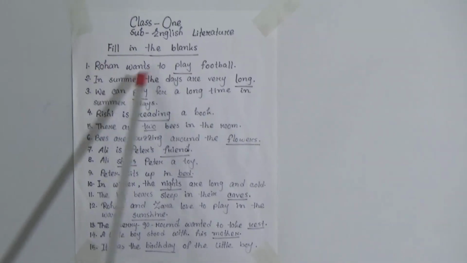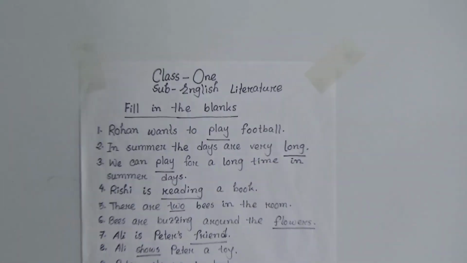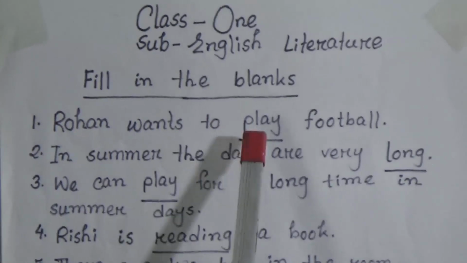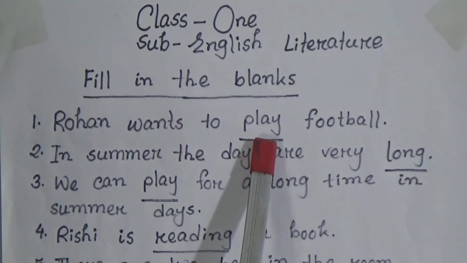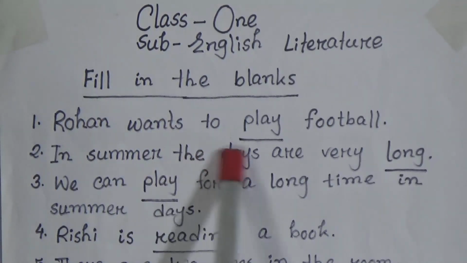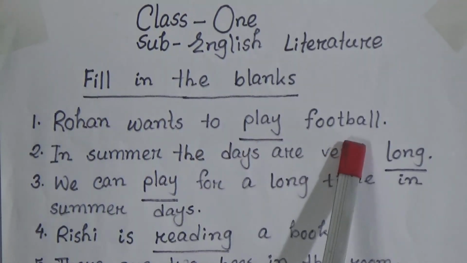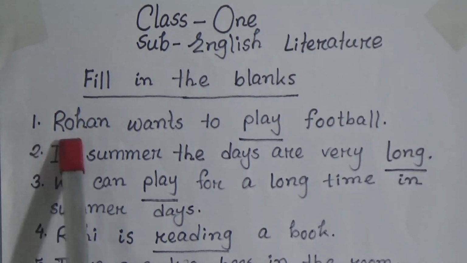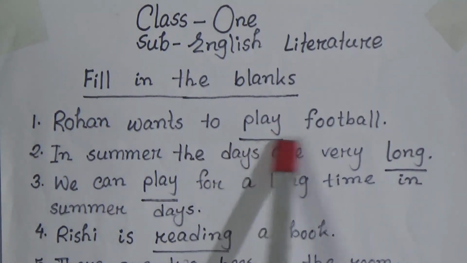Number one is Rohan wants to dash football. So here the correct word will be play. So the full sentence will be Rohan wants to play football. I am repeating, Rohan wants to play football.